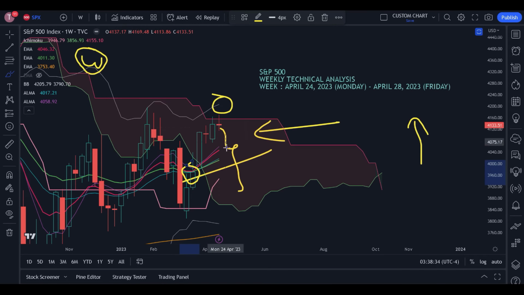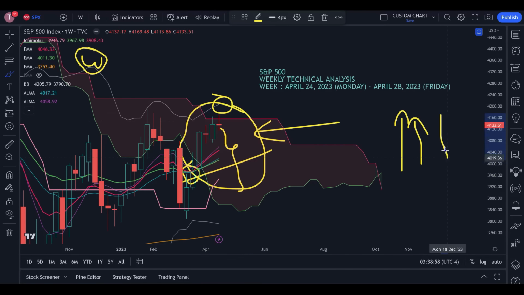Now the moving averages: clear fan out in the moving averages, and the closing of the candle is above the moving averages. This means that the S&P 500 is bullish through the moving averages on the weekly chart. Now comes the Ichimoku cloud, and that is the real problem. This is the only problem. Because the S&P 500 has closed inside the Ichimoku cloud, this means that the S&P 500 is neutral through the Ichimoku cloud and bearish in the long term, right?